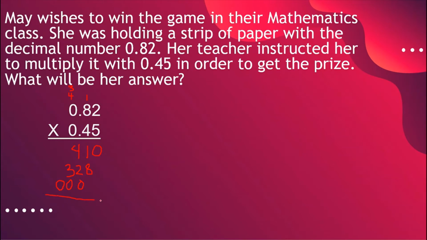Now this time we're going to add to find our final answer. So bring down 0. 1 plus 8, that is 9. 4 plus 2, that is 6. And bring down 3. Bring down 0. Okay, now this is not yet our final answer. We need to count the decimal places so that we could place down our decimal point. Right now we have how many decimal places? It's 1, 2, 3, 4. So 4 decimal places.